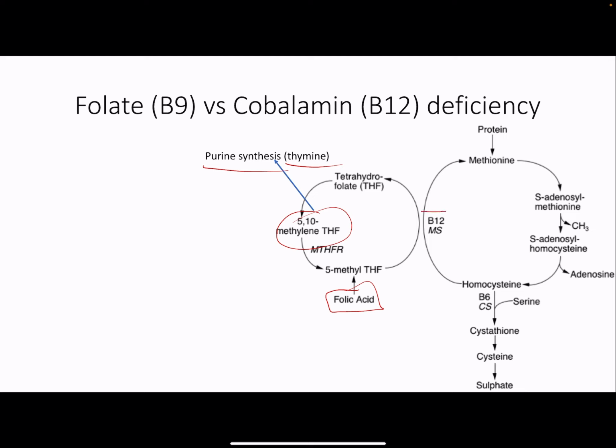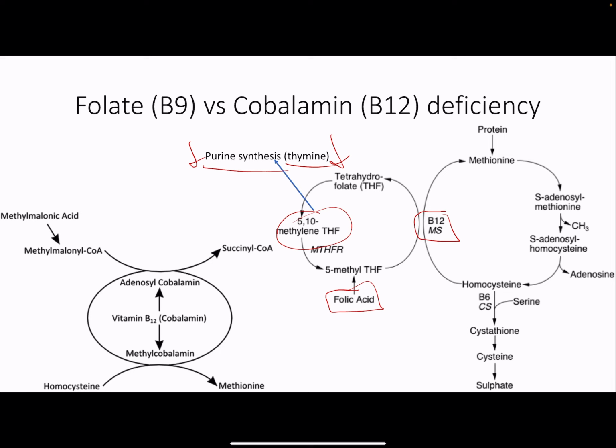On the other hand, if I don't have B12, you know what? It's the exact same story. I'm going to have diminished purine synthesis. So differentiating these two, I think, is going to be important. So B12 also plays a role in the conversion of methylmalonic acid to succinyl-CoA.